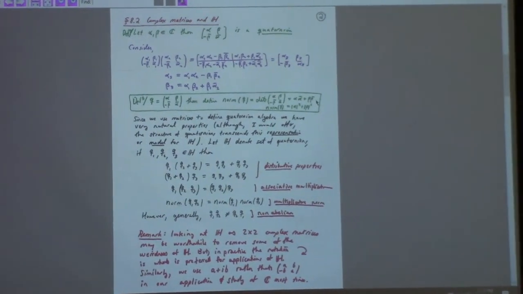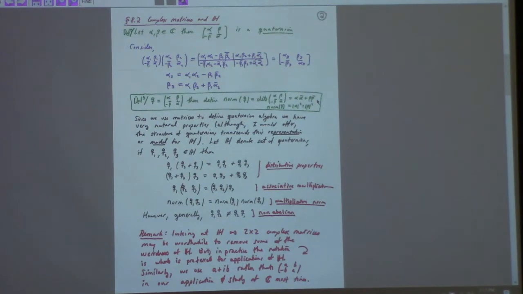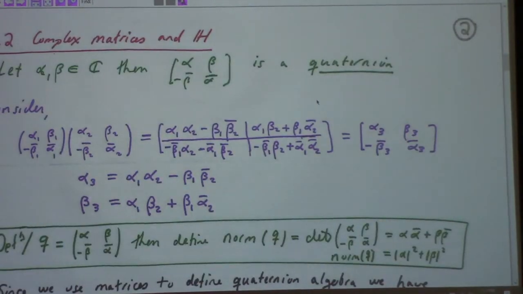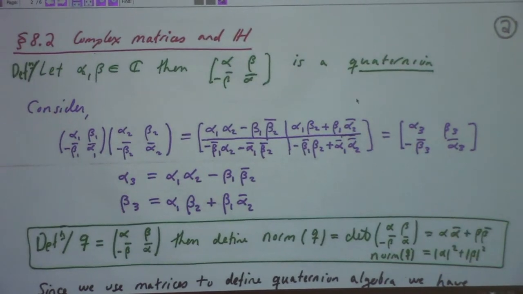Quaternions are, well, there's a couple different ways to look at them, but essentially they're a four-dimensional real vector space, which is also an algebra. Meaning it's a four-dimensional real vector space, and there's also a way of multiplying these vectors to get other vectors.